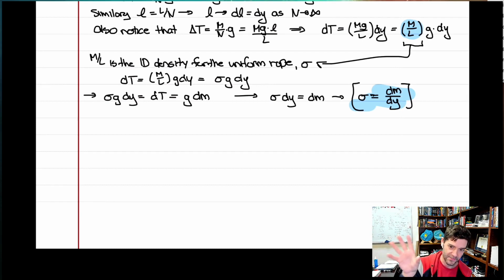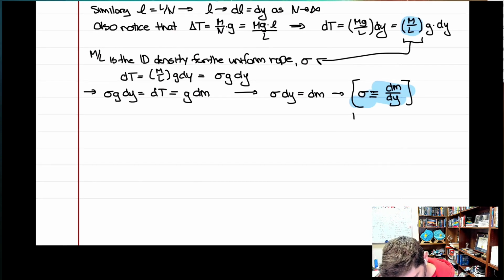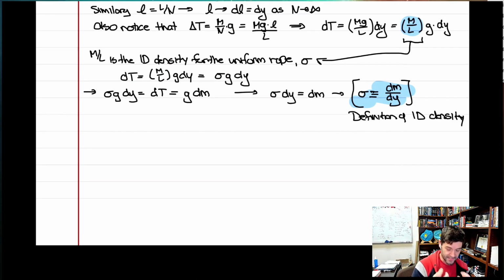Sometimes people start with this and just say, here's how we're going to define density. In this case of the example of uniform mass distribution, it was easy enough to derive this without imposing it as a definition. But in general, this is the definition of 1D density. If I tell you the 1D mass density of a system, I'm telling you what the function or value is for the derivative dm by dy, how the mass changes over a small change in length.